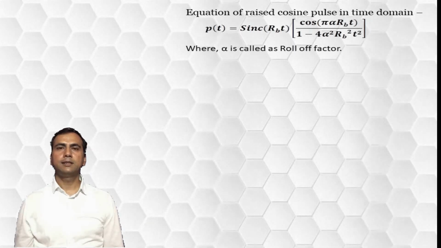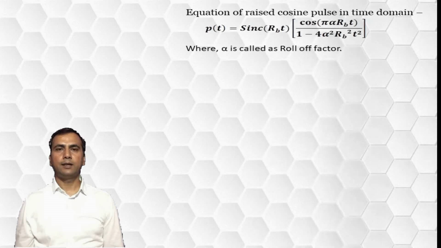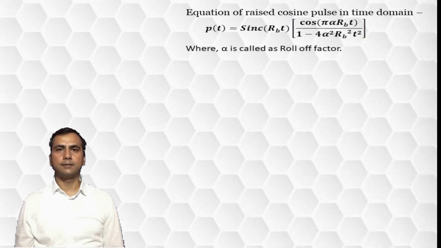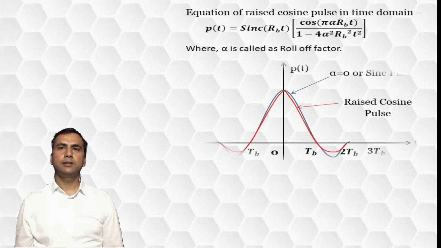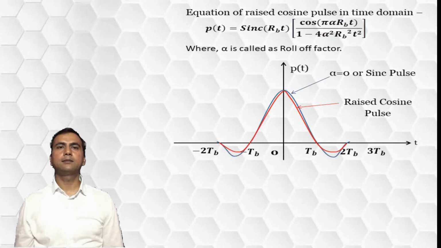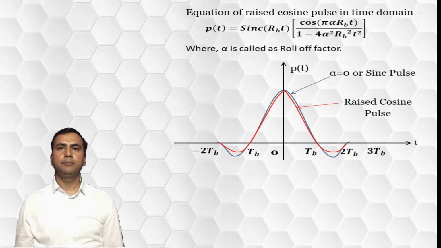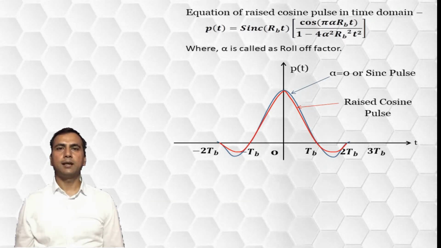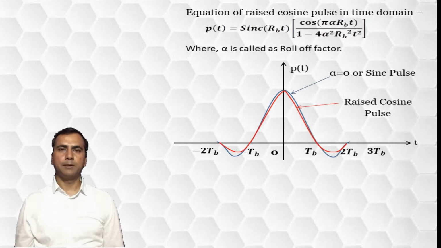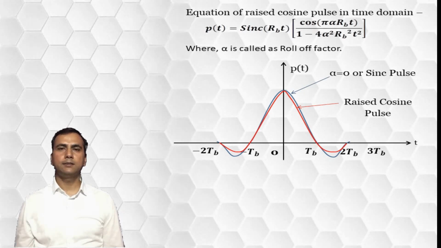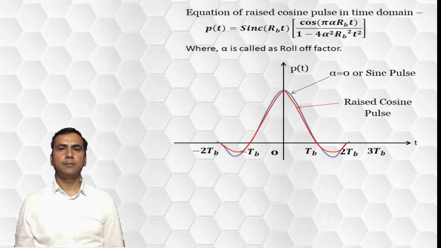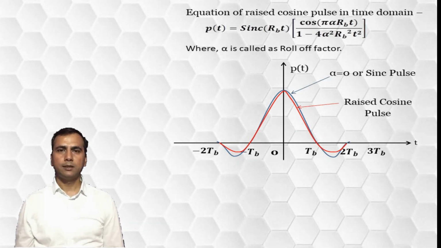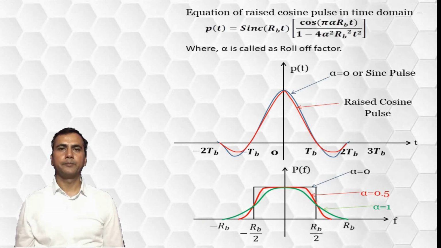Here the additional term you are seeing is alpha. This alpha is termed as the roll-off factor. From the time domain representation of the raised cosine pulse, as the value of alpha is increasing, the main lobe becomes steeper and narrower, while the side lobes are reduced as compared to the sinc pulse. You can see if alpha is equal to 0, then it is nothing but the sinc pulse, and if you increase the value of alpha, certainly the main lobe becomes narrower and the side lobes reduce.